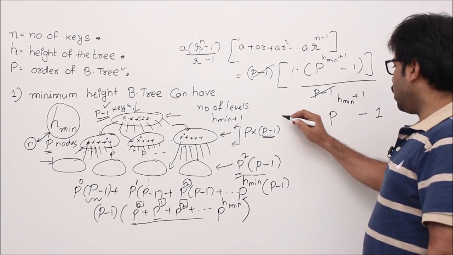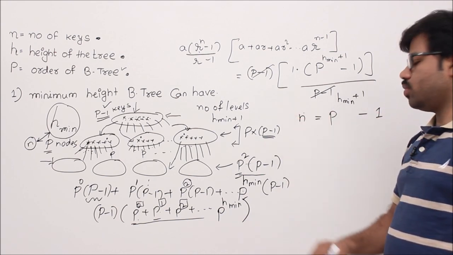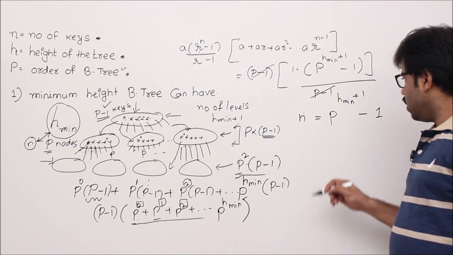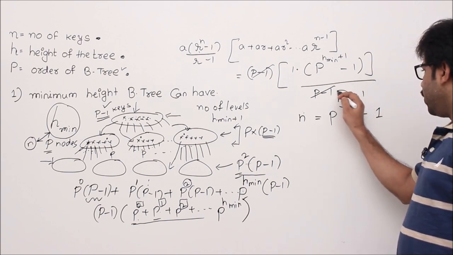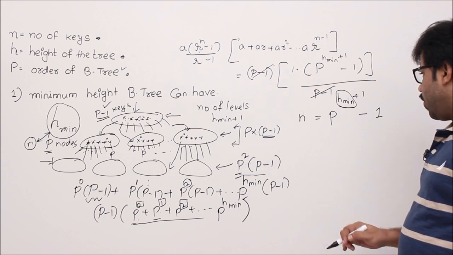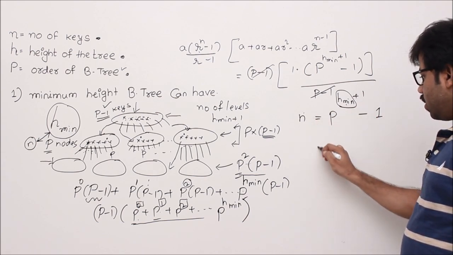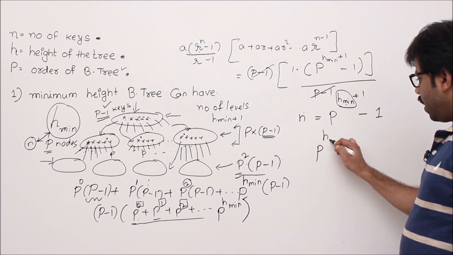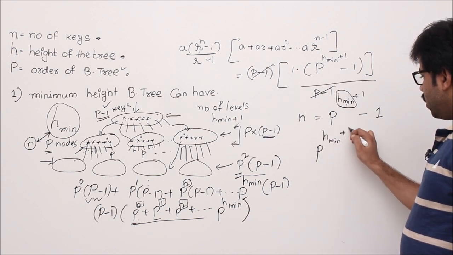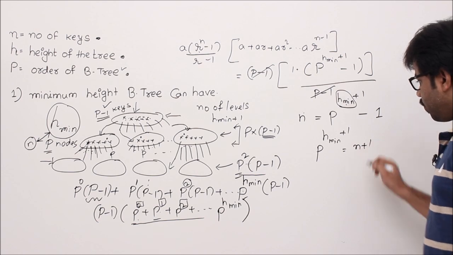So this is nothing but the total number of nodes. Let's assume that the total number of nodes is n. Then we have to find out this h min, which is unknown. Let's simplify it. To come to this point, first of all we have to send minus 1 to this side. It's better, so let's write it. p power h min plus 1 is n plus 1.